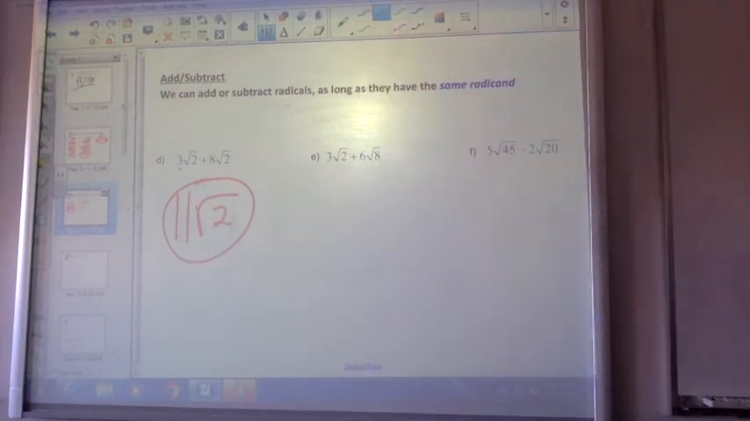So you're just counting them up. How many root 2's do I have? I have 11 root 2's. Okay, how do you know that? Well, I had 3 root 2's here, and I had 8 root 2's here, so when I counted them all up, I had 11 root 2's.